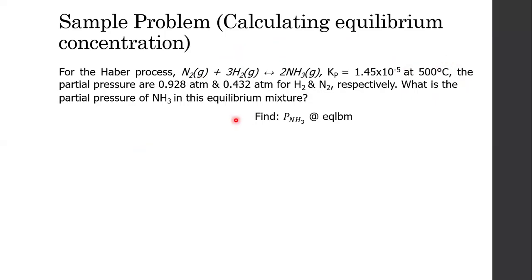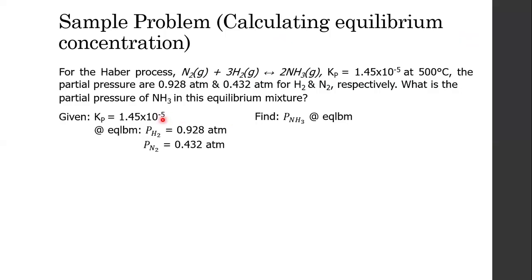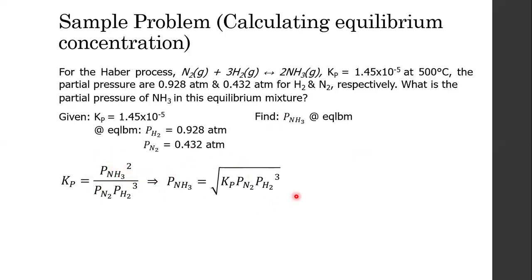So for this problem, we are given the Kp, we're given the partial pressures of hydrogen and nitrogen, and it says here that this is the equilibrium mixture, meaning all of these values are at equilibrium. We are asked to find the partial pressure of one component at equilibrium. So for this, we'll be using Kp directly. Since we're looking for the partial pressure of NH3, we're going to rearrange the expression to come up with this equation.